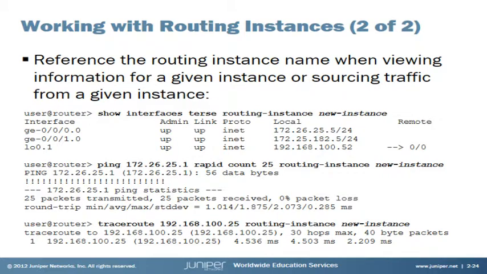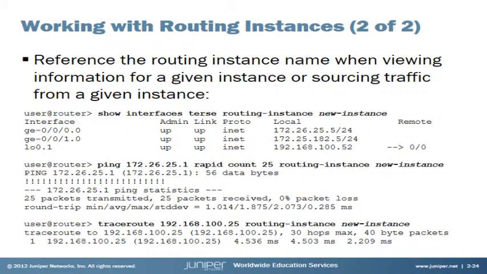What I'd have to do is in the ping, I'd have to reference the routing instance and put the name of the routing instance. So the rapid 25 thing here is completely optional, by the way. Normal pings work just as well. So I could go ping 172.26.25.1, routing instance, new instance. And that would then tell me whether I had connectivity or not.